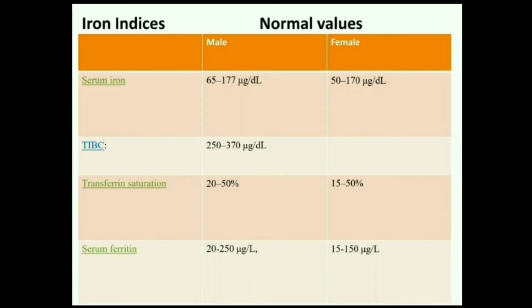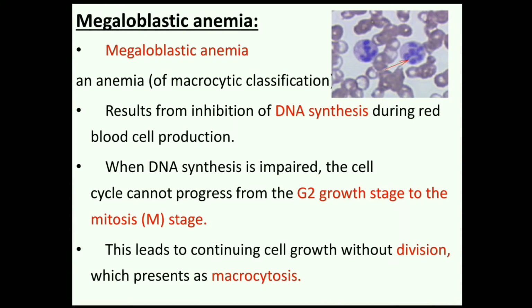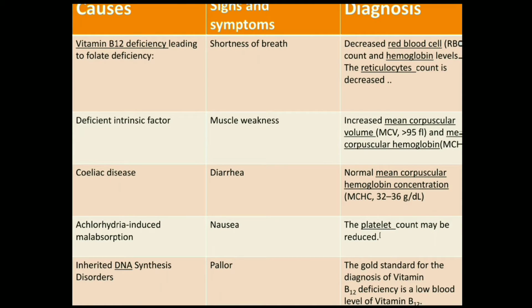Megaloblastic anemia. Megaloblastic anemia is an anemia of macrocytic classification. It results from inhibition of DNA synthesis during red blood cell production. When DNA synthesis is impaired, this leads to continuing cell growth without division, which presents as macrocytosis. Let's discuss some causes, signs and symptoms and its diagnosis.